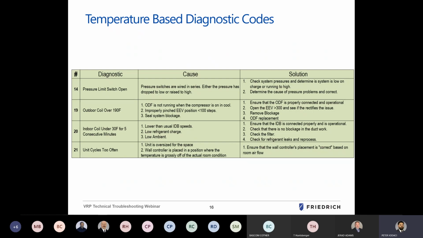All right, so now let's go over some of the temperature-based diagnostic codes, and we'll briefly get into a few of them. Some of them are self-explanatory, so we'll just graze over those, but the ones that are most important are the ones we're really going to hit on.